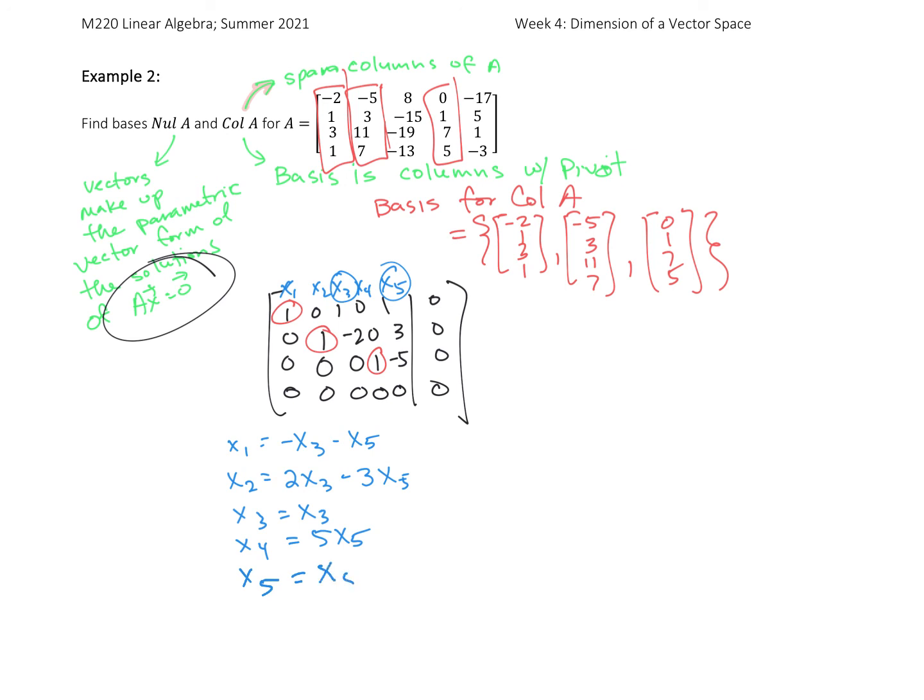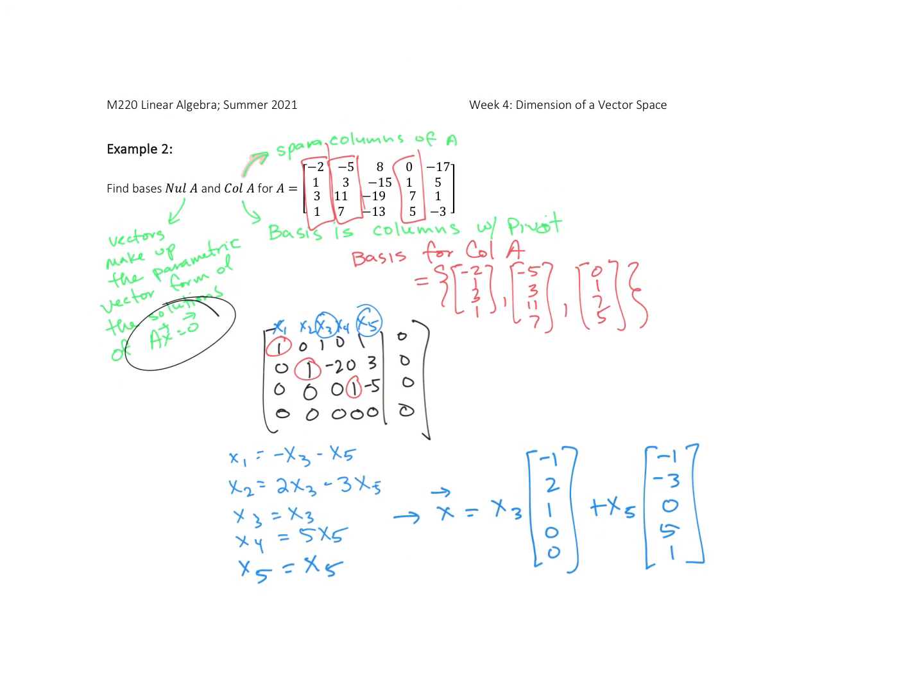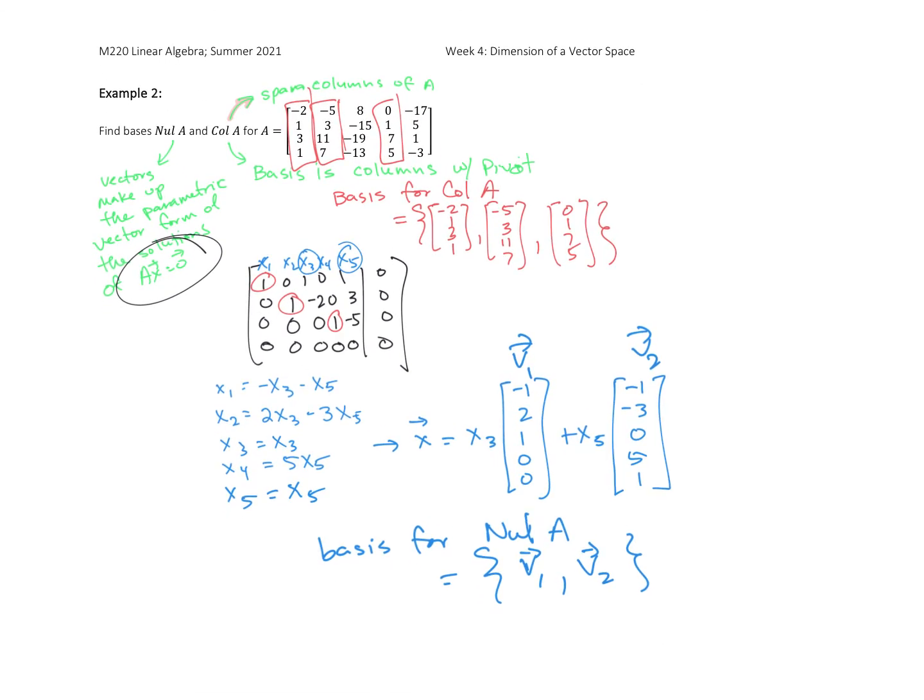x5 is x5. So in terms of our vectors, our x vector is defined by x3 times (-1, 2, 1, 0, 0), plus x5 times (-1, -3, 0, 5, 1). So the basis for the null space of A is the set of, we'll call these V1 and V2, the set of V1 and V2. Those are big vectors now. All right, that's it.